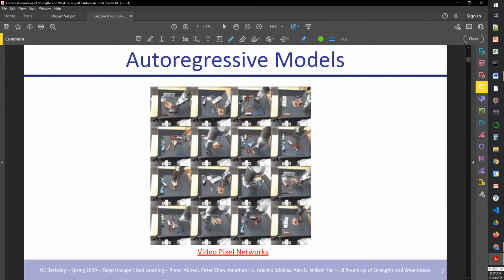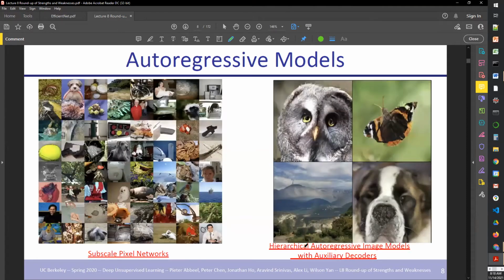So a lot of work went into, as we'll see in many of the techniques discussed, a lot of architecture and a lot of engineering work, which means tweaking the batch size, tweaking the hyperparameters, and so on and so forth. And over time, a lot of effort into both architectural innovation and better engineering gave us the subscale pixel networks, the result of which you see on the left, and then the hierarchical autoregressive image models with auxiliary decoders.